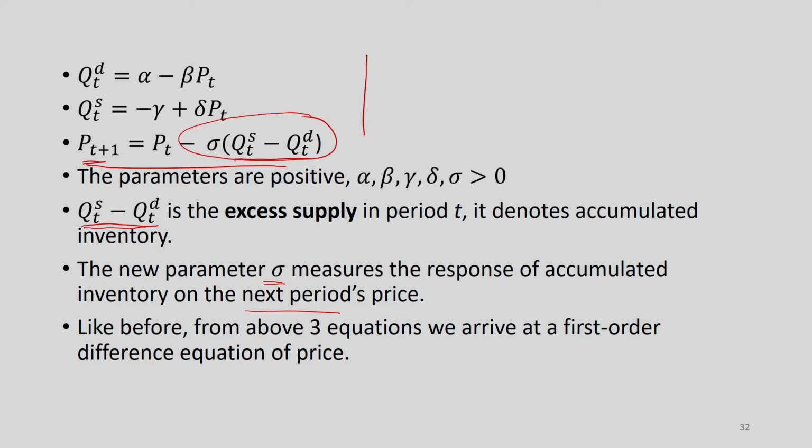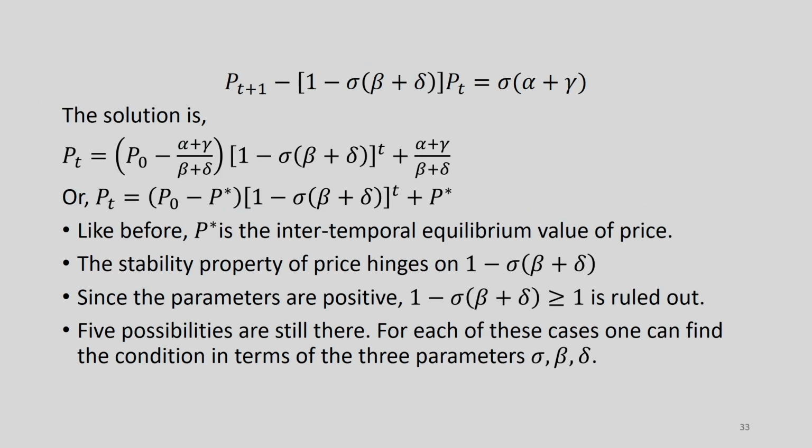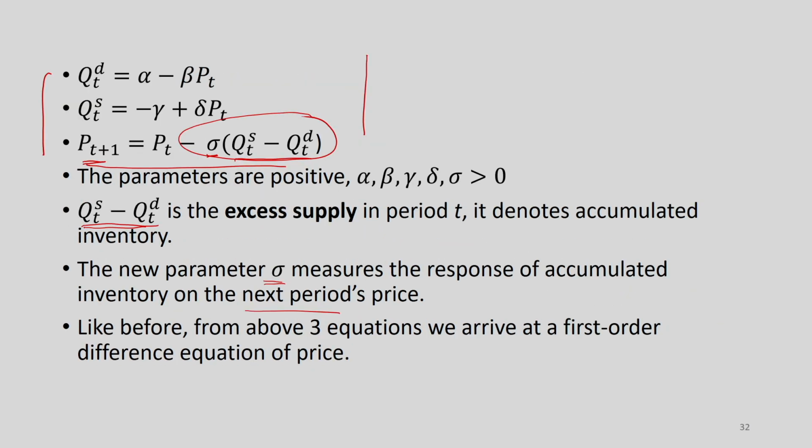And how much does it affect? That response is measured by sigma. In particular, Q s t minus Q d t affects the next year's price in a negative manner because it measures the excess supply, that is accumulation of inventory, and that reduces the price. Now, these three equations, if we put them together, then that will give us the first order difference equation, and this is how we are getting it.